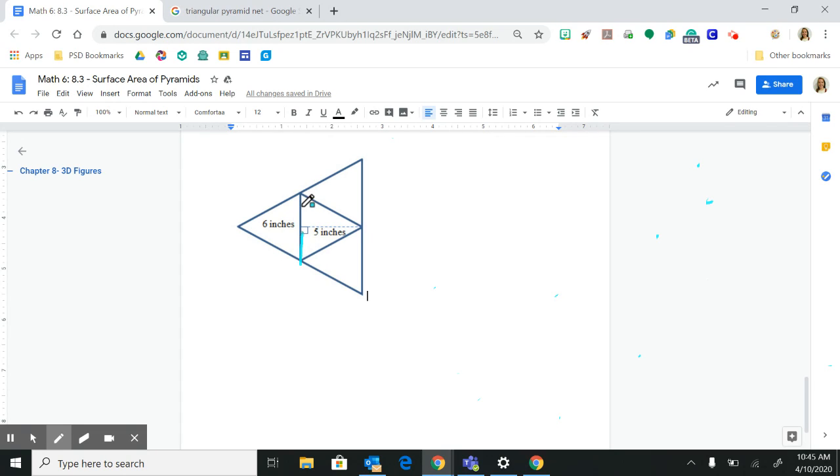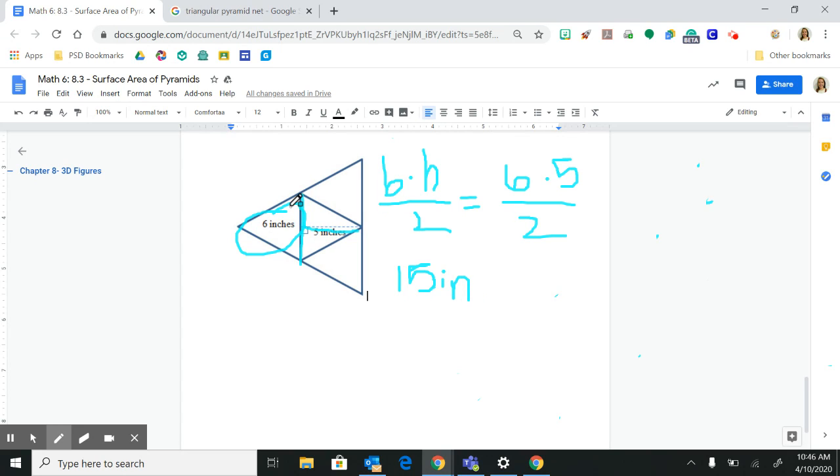So I see 2 lengths here. I see my base is 6 inches and my height is 5 inches. Okay, so I'm going to calculate my area. So it's base times height divided by 2, or 1/2 base times height. And remember, we just said my base is 6 inches and my height is 5 inches. We're going to divide that by 2. So 6 times 5 is 30, divided by 2 is 15. So each of my triangles is 15 inches squared. Their surface area is 15 inches squared.